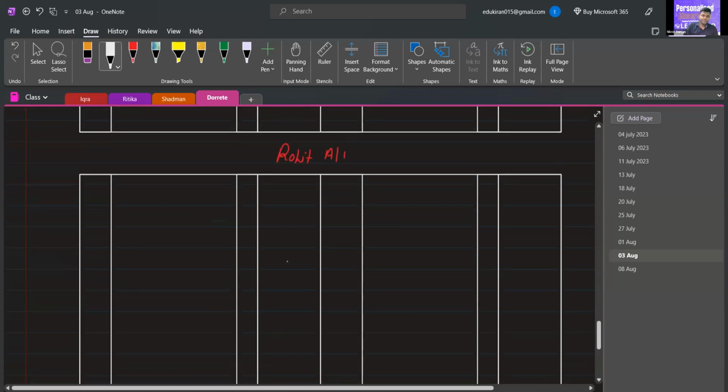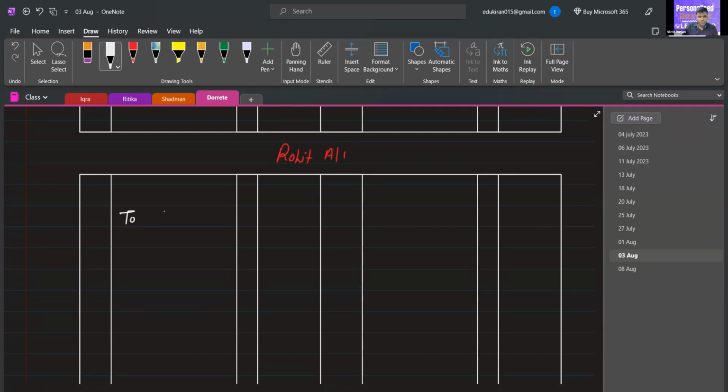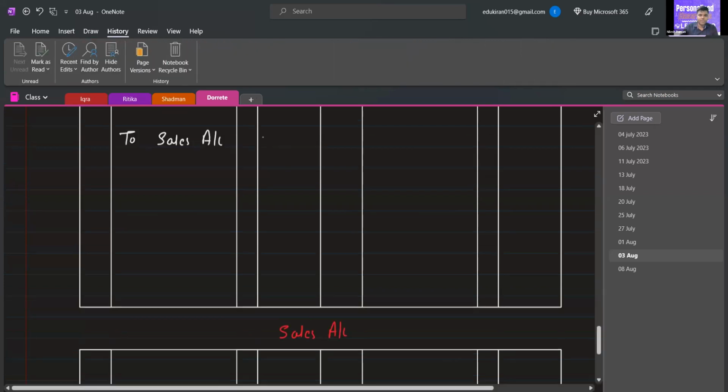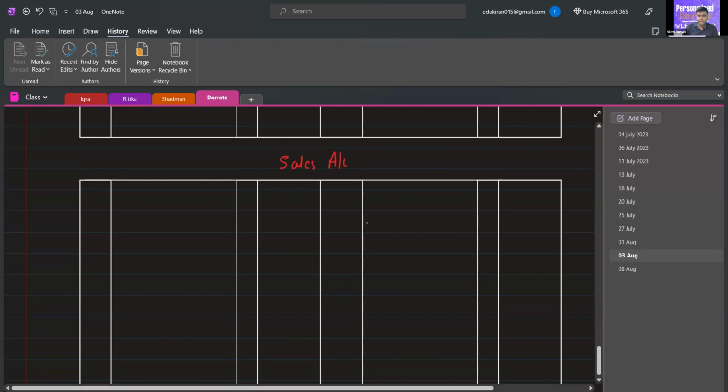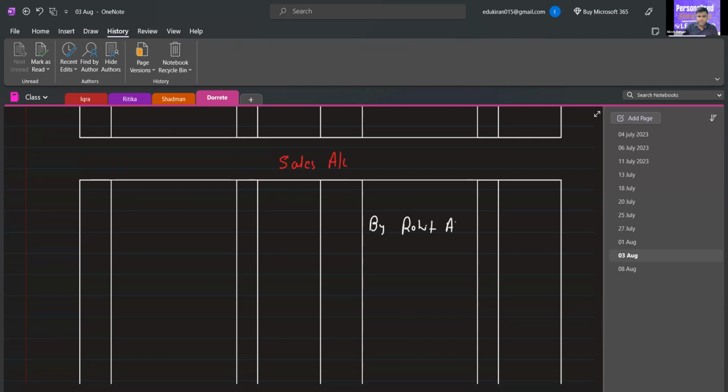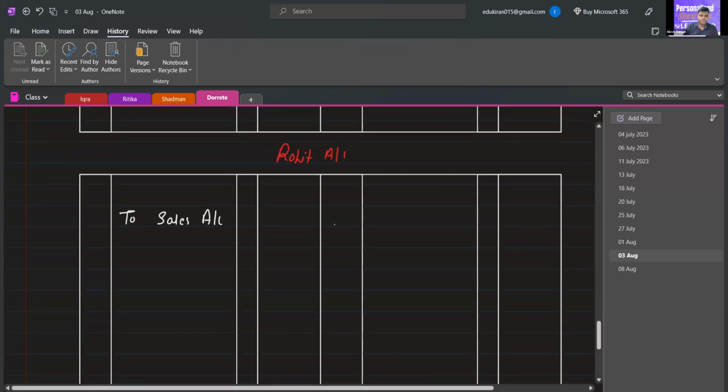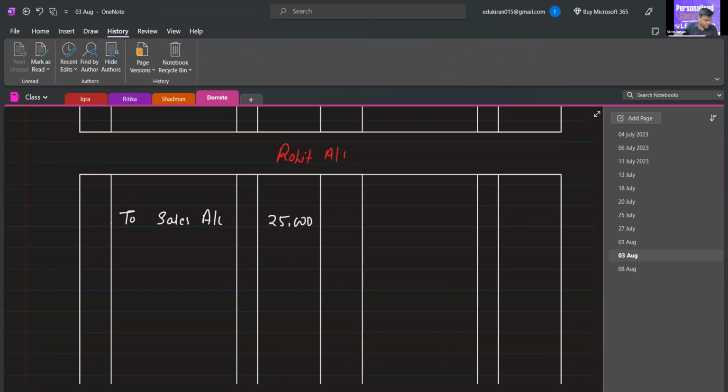Yes, sir. So to sales account, and in sales account, it will be by Rohit account. Okay. So the amount of transaction is 25,000. Actually, date of transaction is also important, but we have written the date, April 6.